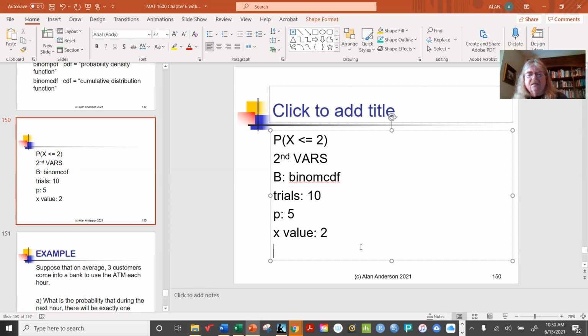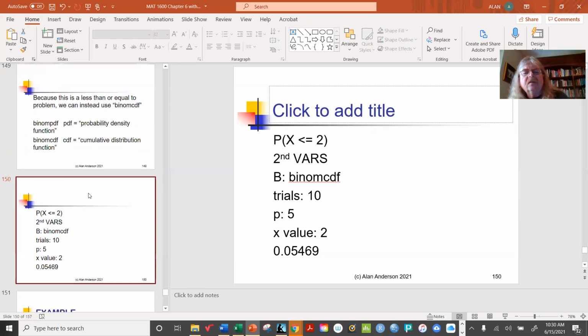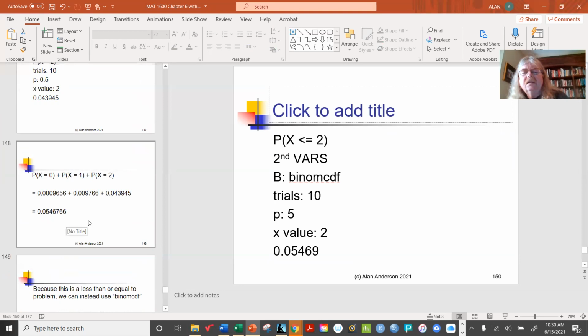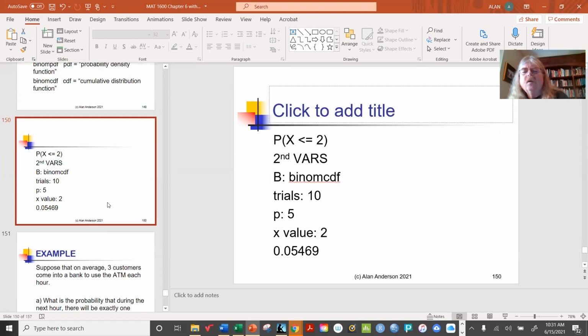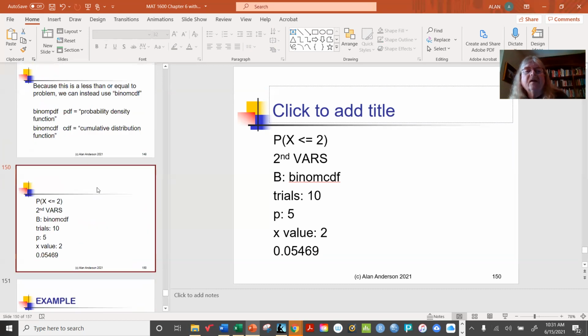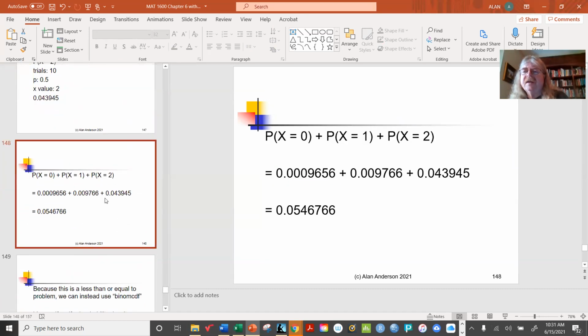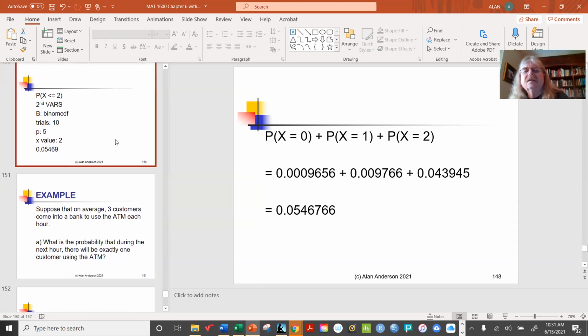So let's see what it comes up with. And let's see how close we got. Pretty good. 0.05469, let's say. I've rounded a little, whereas before we got 0.054677. We're only off by the tiniest amount here. This is the actual value, by the way. What we have up here is an approximation. This number is exact.